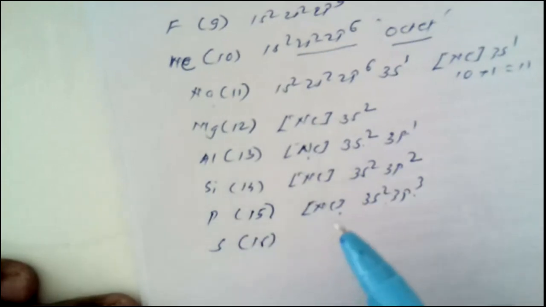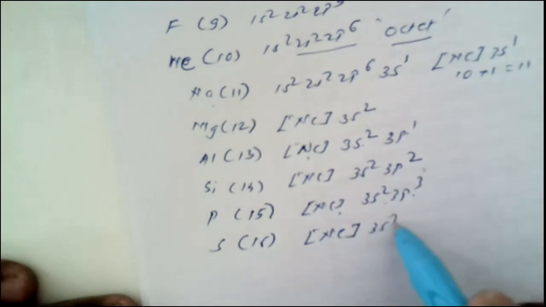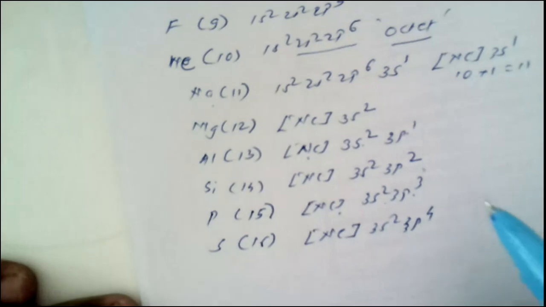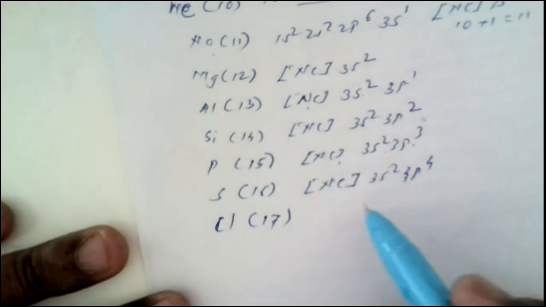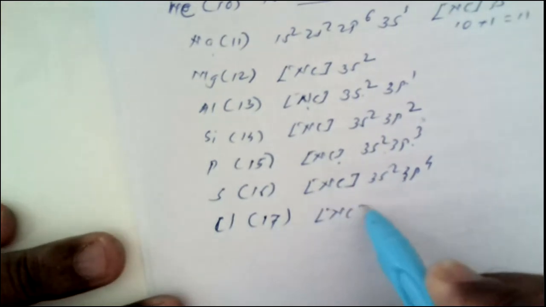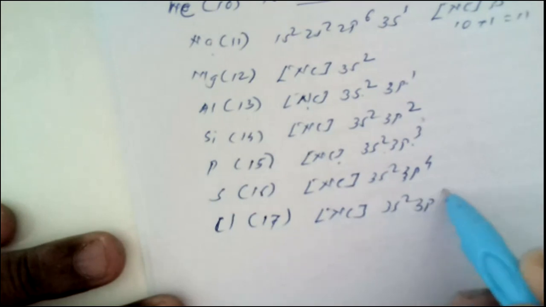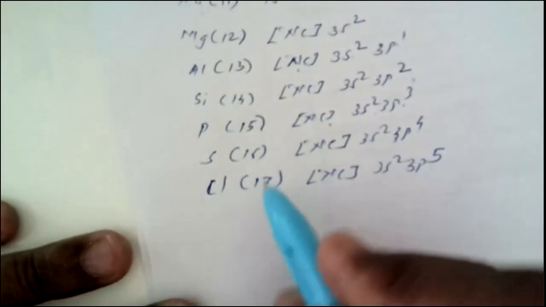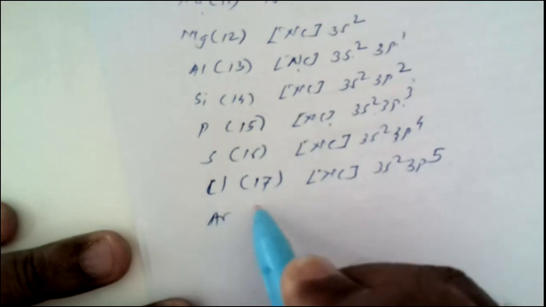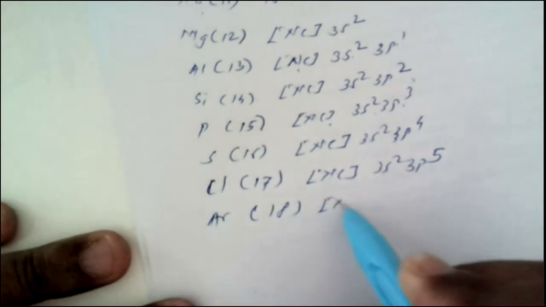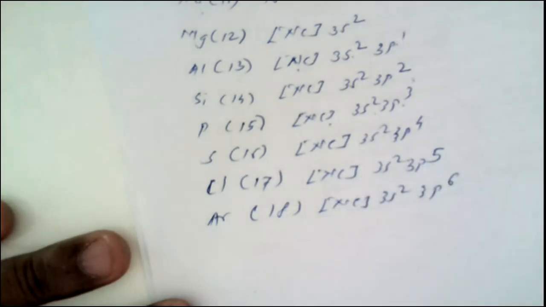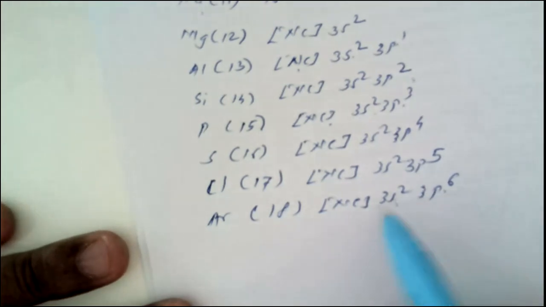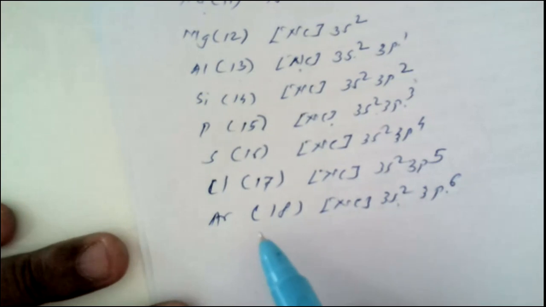Then sulfur, atomic number 16. In terms of neon core, we can write this as 3s2 and 3p4. Now after sulfur, the next element, atomic number 17, is chlorine. In terms of neon core, we can write this as 3s2 and 3p5. And after chlorine, the next element is argon. In terms of neon core, we can write this as 3s2, 3p6. So 10 plus 8 is 18, which is an inert gas element, argon.